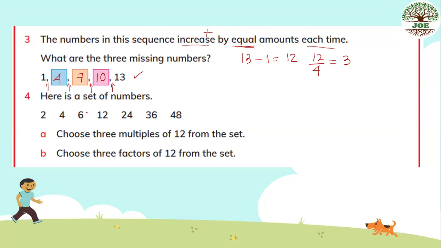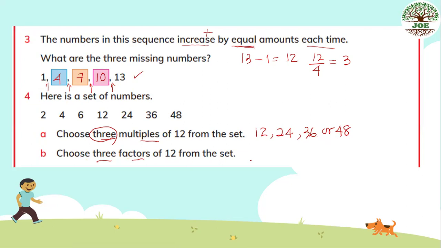Number 4: here is a set of numbers: 2, 4, 6, 12, 24, 36, 48. Part A: choose 3 multiples of 12 from the set. Multiples of 12 are 12 times 1, 12 times 2, 12 times 3. We can see 12, and 12 times 2 is 24, and 36, and 48. We have to choose only 3 multiples, so 36 or 48. But we choose 3 factors of 12 from the set.